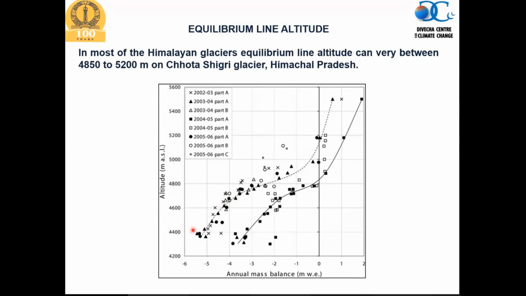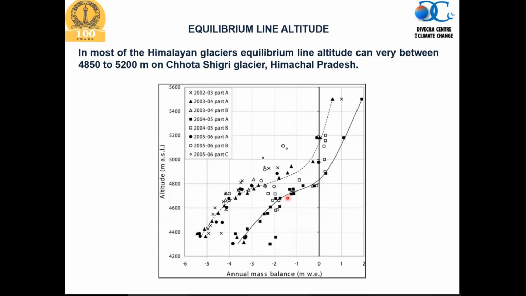If you plot the annual mass balance versus altitude, and wherever the graph cuts the zero mass balance, that becomes the equilibrium line. So this is the equilibrium line. In some years you have an equilibrium line at about 5,000, slightly less than 5,200. In some years you can have an equilibrium line slightly above 4,800. This is how you can do it with the glaciological method.